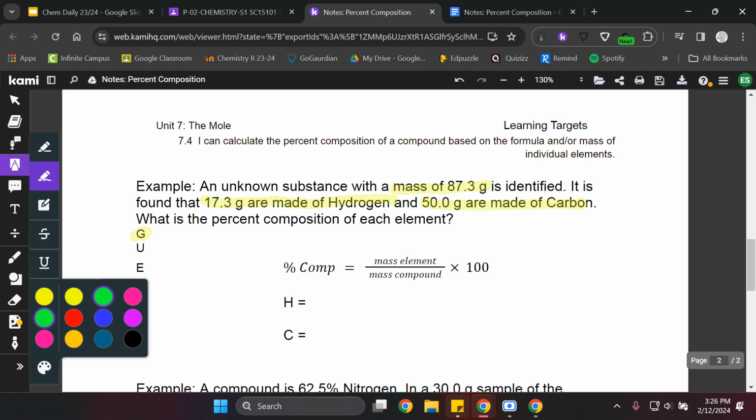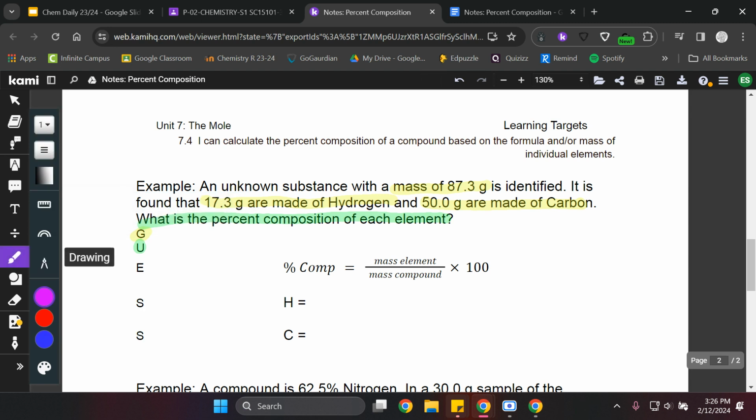The unknown is what we are actually looking for. Now, the question is asking us, what is the percent composition of each element? So we are trying to figure out, of all of our elements, what is the percent composition for each piece? So from there, now I can actually use my equation and start setting things up. I'm going to set up all the hydrogen stuff next to the H here and all the carbon stuff next to the C. So for hydrogen, we know that we have 17.3 grams. So I'm going to use this percent composition equation and solve it for hydrogen. I want to find the percent composition of just hydrogen.